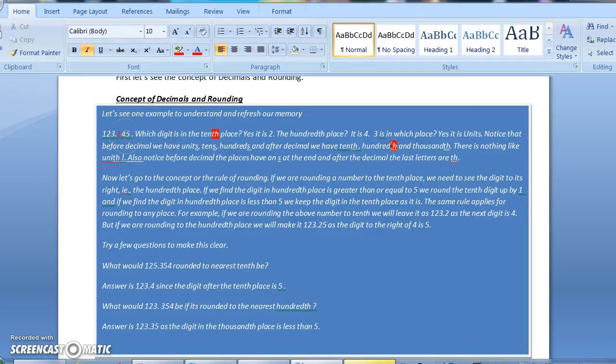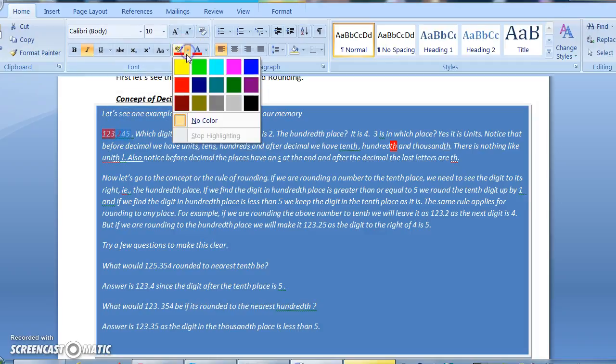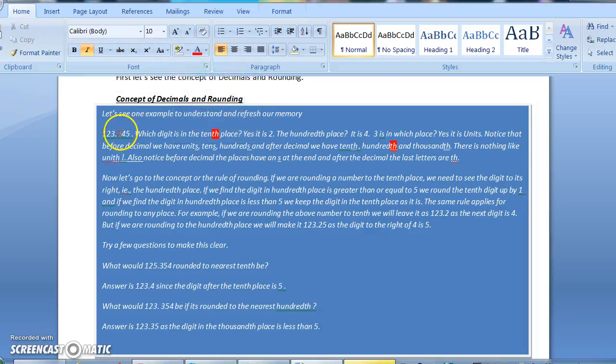So all the digits which come after the decimal are, first the tenths place, then the hundredths, then the thousandths, and so on. What about the digits in front of the decimal? We have 3 there, which is the units place, then 2, which is the tens place, then 1, which is in the hundreds place, and so on. I hope this concept is very clear.